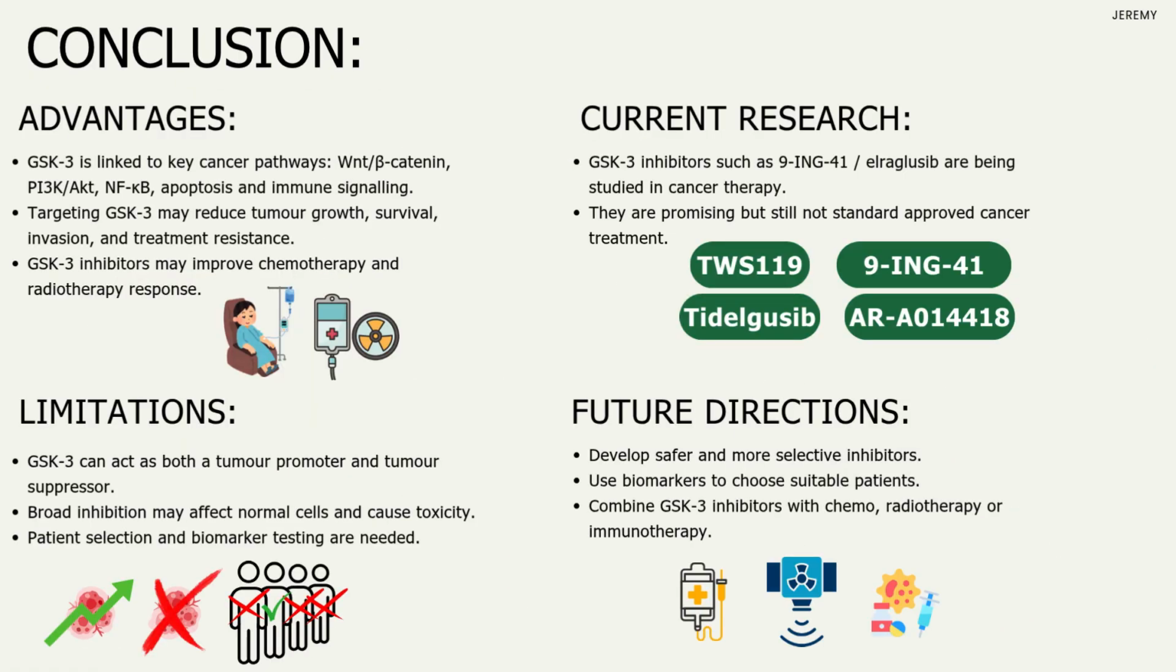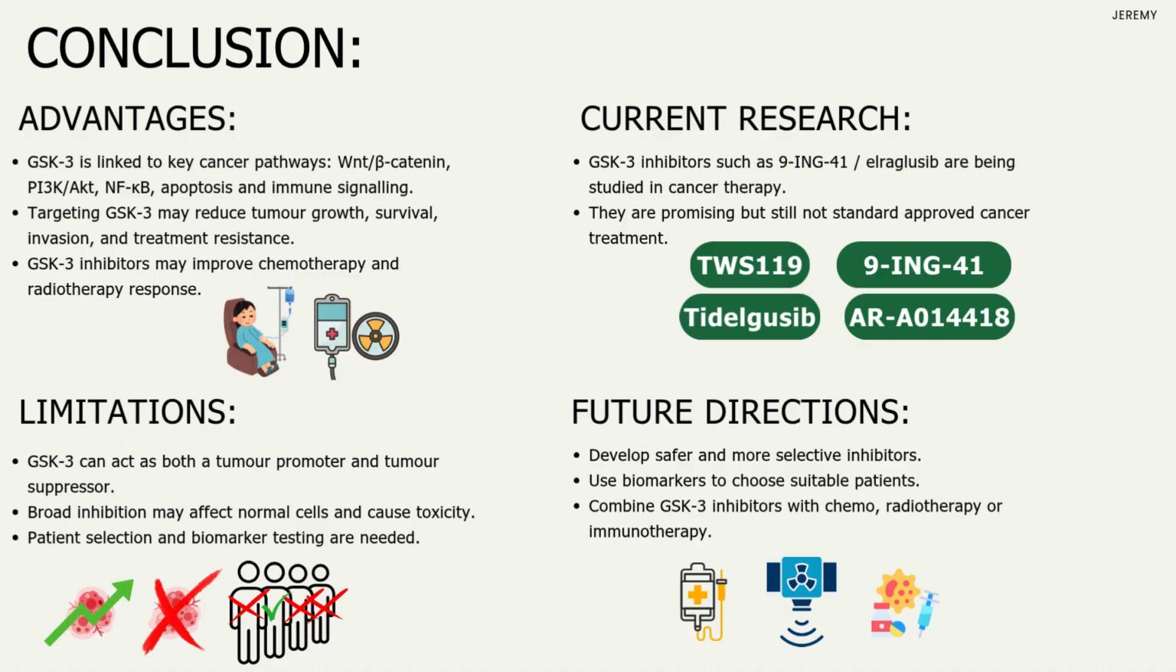So, in short, when it comes to advantages in targeting GSK3, because GSK3 is linked to cancer pathways, targeting it will reduce tumor growth and survival. So, GSK3 inhibitors will improve chemotherapy and radiotherapy responses. In current research, GSK3 inhibitors such as 9-ING41 and elraglusib, they are still being studied in cancer therapy. They are quite promising, but still they are not standardized for approved cancer treatment.